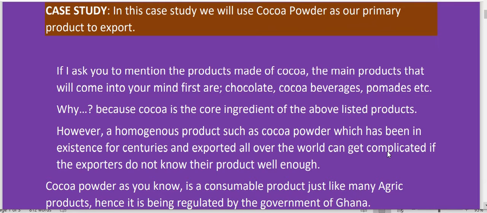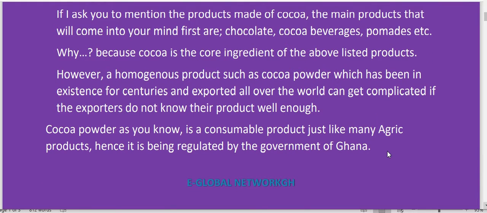When I ask you to mention some of the products that come out of cocoa, probably you're going to mention Milo, and some people are going to mention other things anyway. And all these products were made from cocoa. However, a product such as cocoa powder, which has been in existence for centuries and exported all over the world, can get complicated if the exporters do not know their product inside out or very well.